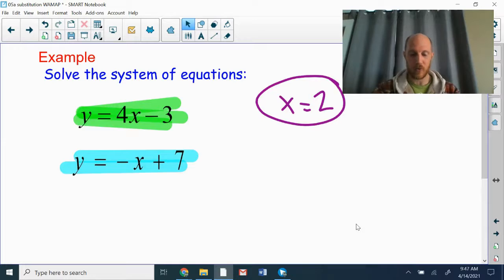Okay, so we're going to use, I'll just demonstrate both. You could choose either the green equation or the blue equation. It really makes no difference at all. It's your choice. Maybe one of them is easier, maybe not. You're going to get the same answer, so it doesn't matter. Just pick one.